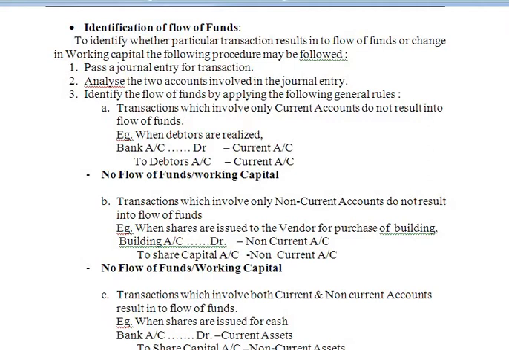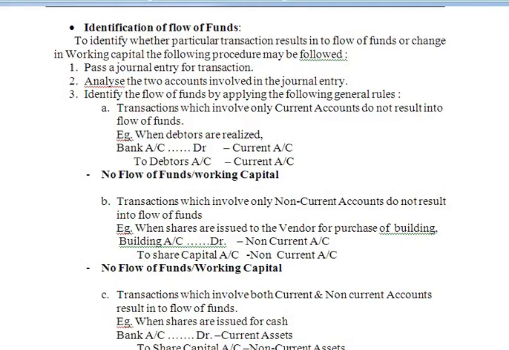Now here in this journal entry, first account is what? Bank account, and bank account is which account? Current account. Okay, and the second one is to debtors account, that is credit, is what? Current account. Even debtors is also a current account. So in this case, both the accounts are current accounts, and hence there is no flow of funds or no change in working capital. Okay, when both the accounts in a transaction are current accounts, then the transaction does not result in flow of funds. This is the first rule.